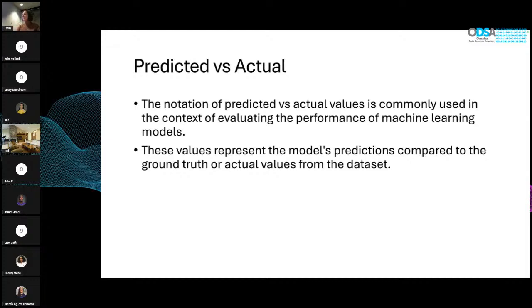Okay. Predicted versus actual. We used this quite a bit in the previous class, and we're going to use this a lot in this class. This is the whole point of evaluation metrics, to be able to compare what you predicted to the actual ground truth values. So the notation of predicted versus actual values is used a lot in evaluating the performance of machine learning models, and they represent the model's predictions compared to the ground truth of those actual values from the data set.